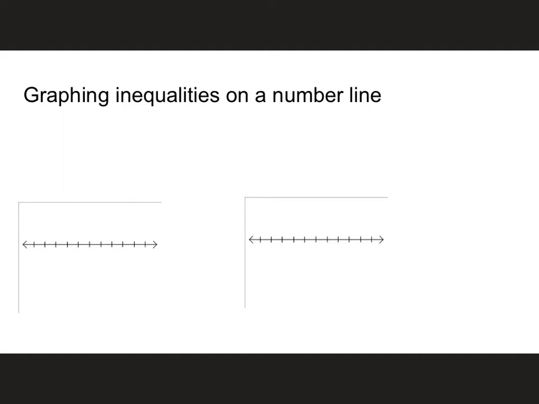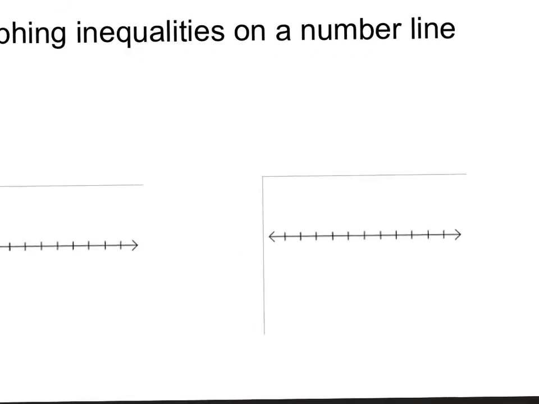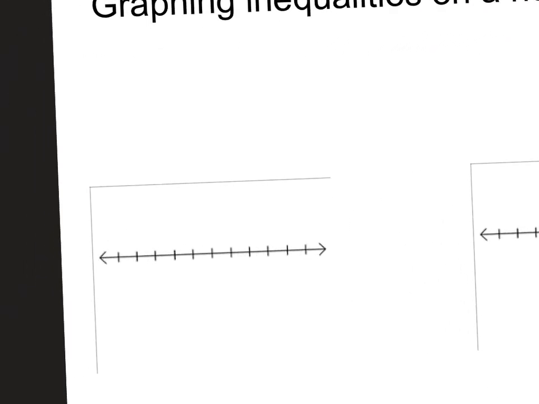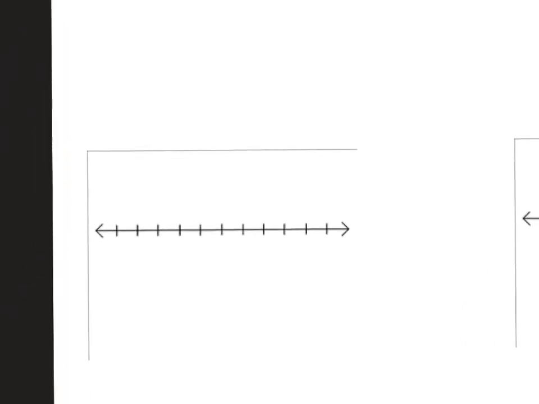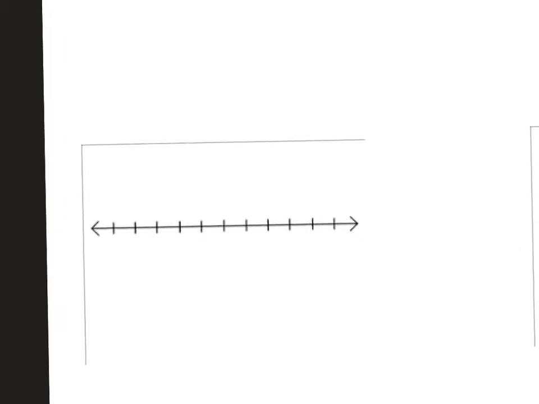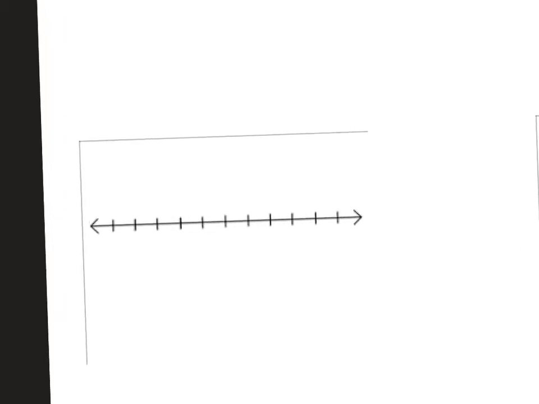So we're going to graph inequalities on a number line. So if I say, for instance, that our first inequality, here's our number line. It's so hard to zoom in and not make this crooked. All right.